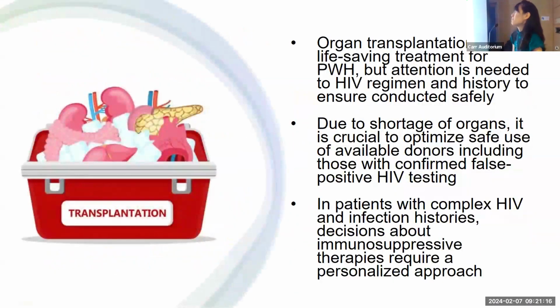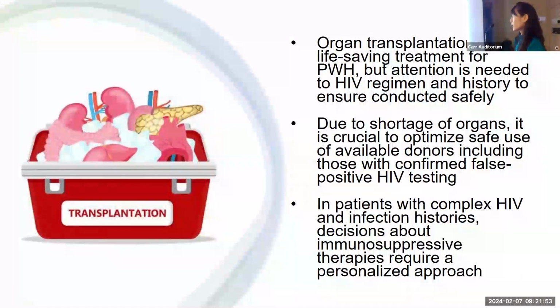All right, so I hope with some of these cases, you can see some of the complexity and interesting questions that we get over at UCSF Health. My summary statements from these cases are, of course, organ transplantation is a life-saving treatment for patients with HIV. So we try to make every single effort to move them forward with transplant. But of course, this requires a lot of close attention to their HIV regimen and history to just come up with a plan so it can be conducted as safely as possible.